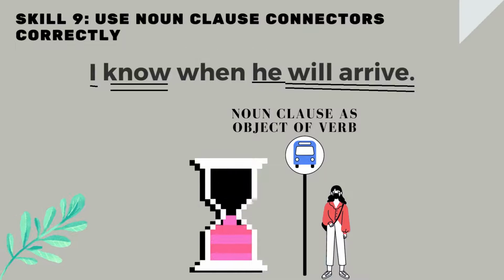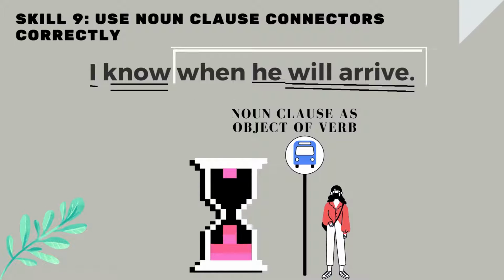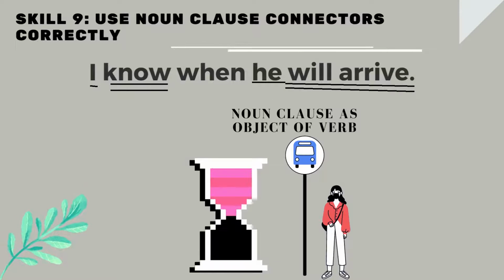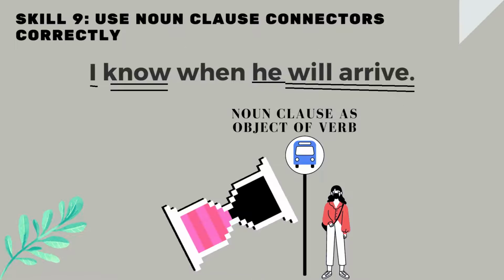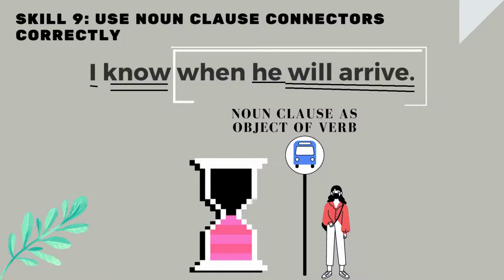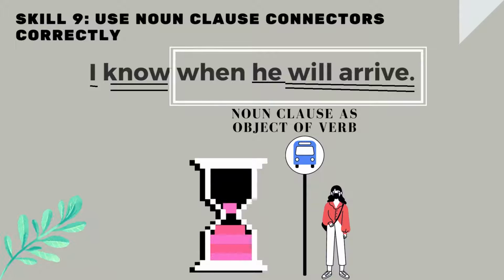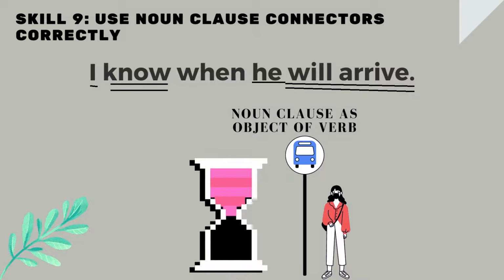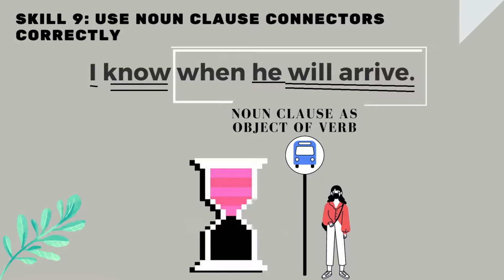Skill 9. Use noun clause connectors correctly. A noun clause is a clause that functions as a noun. It is used in a sentence as either an object of a verb, an object of a preposition, or the subject of the sentence. For example, I know when we will arrive.